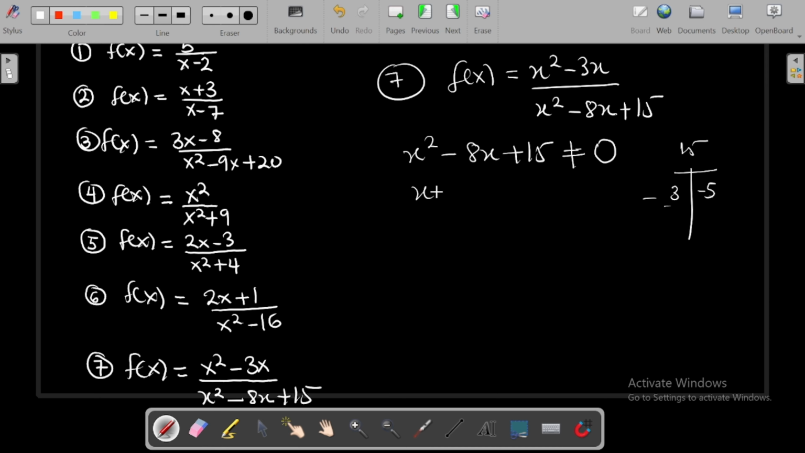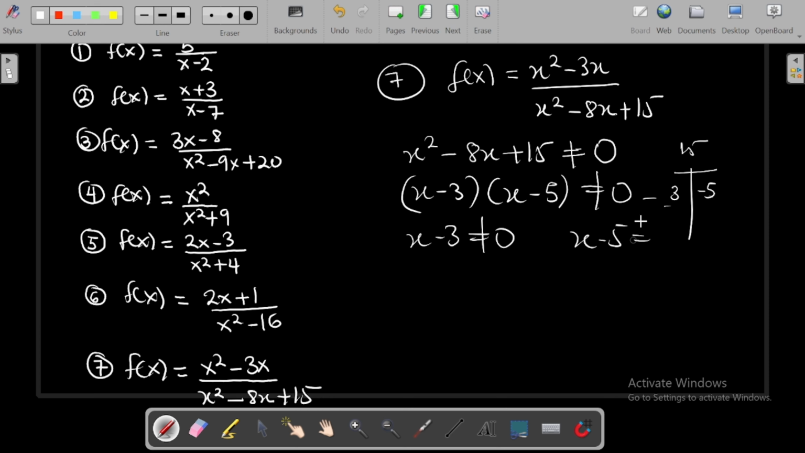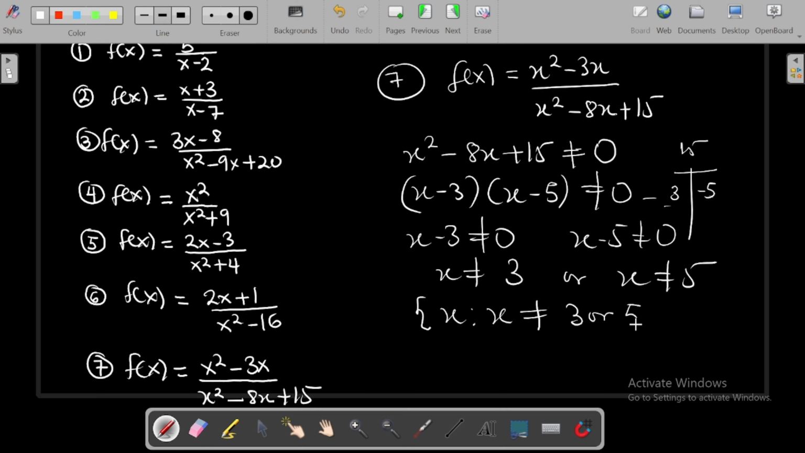So we can have x minus 3 times x minus 5 not equal to 0. Then you take each expression not equal to 0. So from here you have x is not equal to 3, or x is not equal to 5. So the domain is simply x is such that x is not equal to 3 or 5. Or some books can say x is such that x is a member of all real numbers except x is equal to 3 or x is equal to 5. So this is the domain.